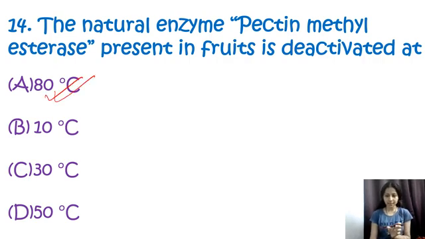So pectin methyl esterase is an enzyme that catalyzes the demethylation of pectin, a structural polysaccharide found in the cell walls of fruits and vegetables. This enzyme is sensitive to heat, and its activity decreases when the temperature increases. That is why the natural enzyme pectin methyl esterase gets deactivated at a high temperature, that is 80 degrees Celsius. Option A is my correct option.